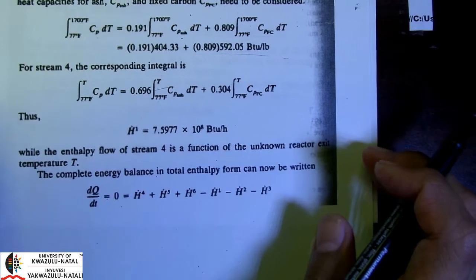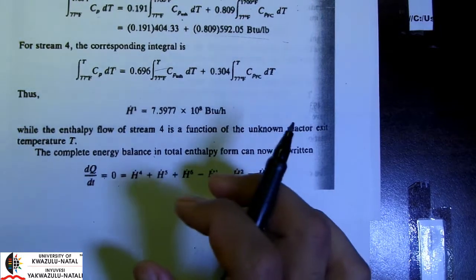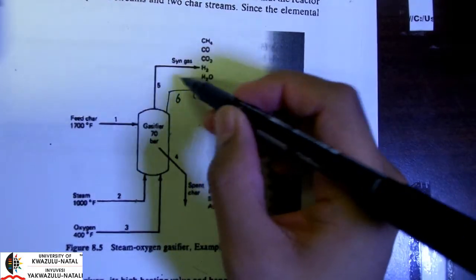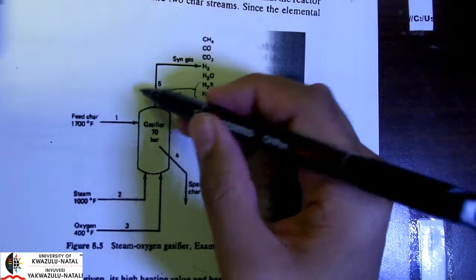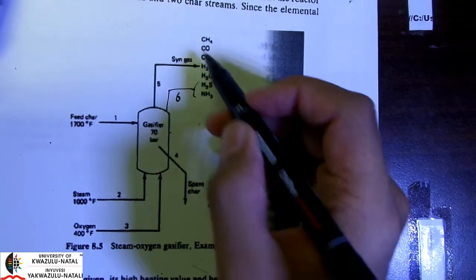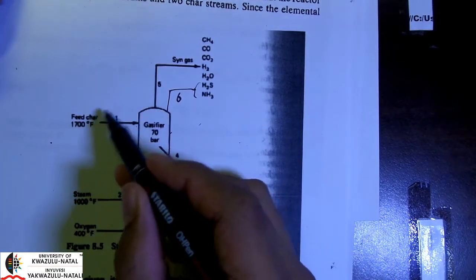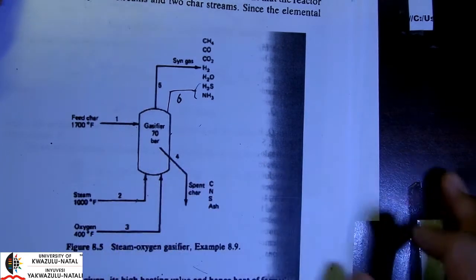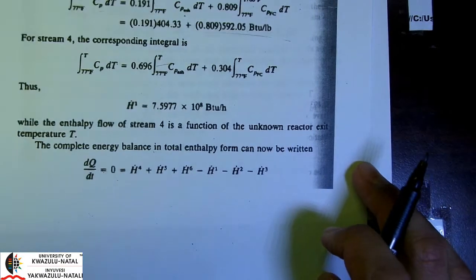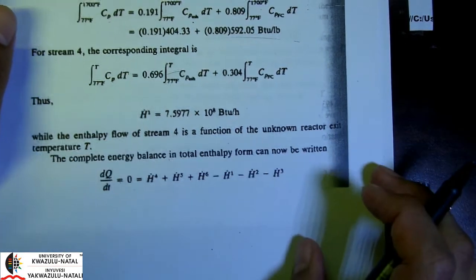Now let's look at our energy balance. Okay, so we're looking at an adiabatic process. Now if we consider our outputs, our energy output must equal the energy input because we're looking at an adiabatic process. dQ/dt is equal to 0. So my H5 plus H6 plus H4 will equal H1 plus H2 plus H3. Okay, so the enthalpies of the outputs and the inputs must be the same. And this is expressed here for the energy balance.